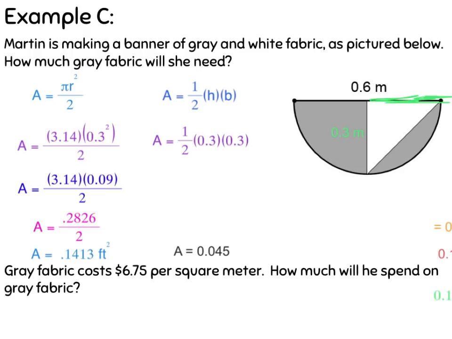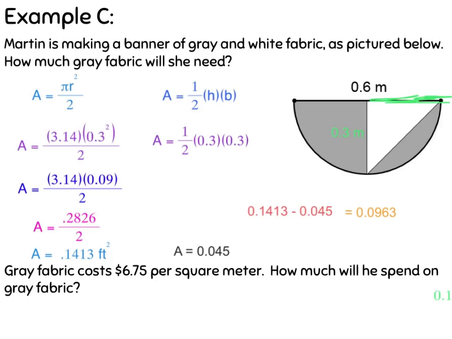So I'm going to take my 0.143 minus my 0.045. So when I do that, I end up getting 0.0963, but I'm not done.